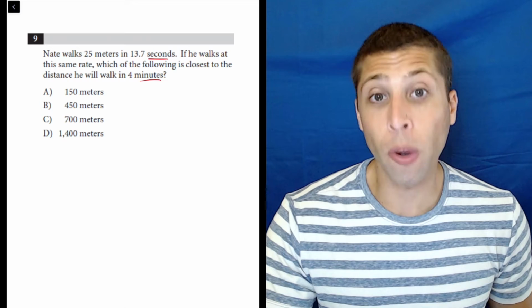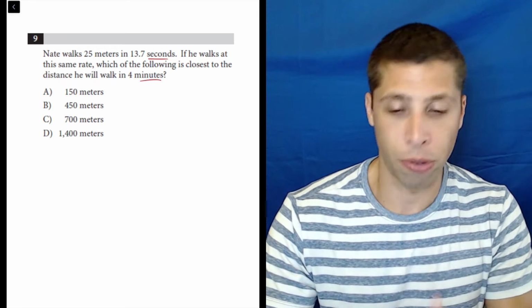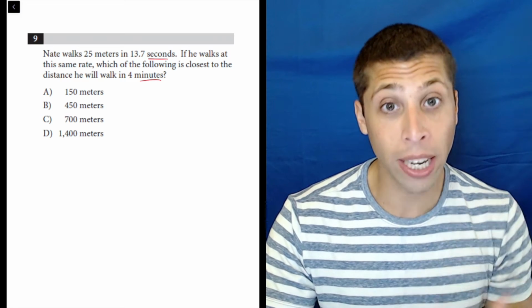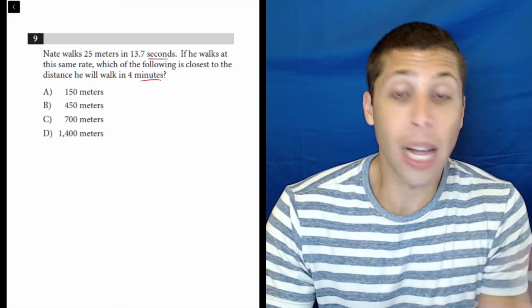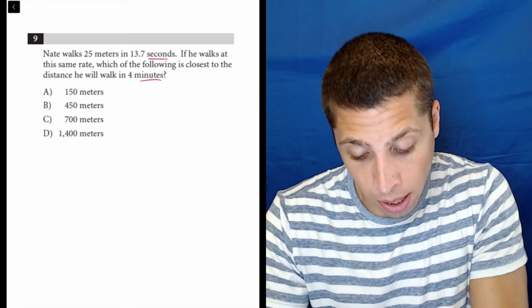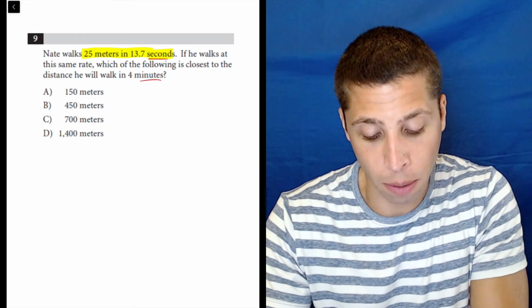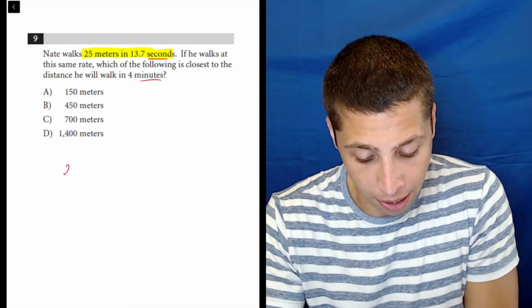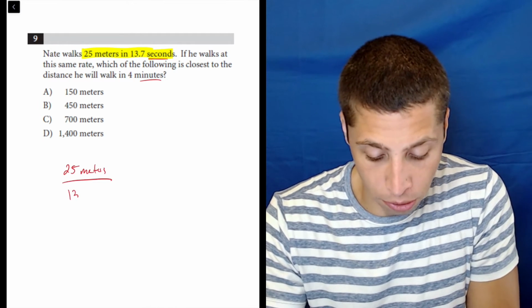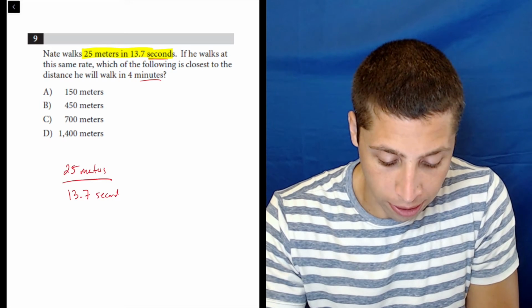Because what I really want to do with this question is it's about ratio. So I can turn whatever information I'm given into some sort of rate and then just blindly put that into a fraction. So the first piece is really easy. 25 meters in 13.7 seconds, I can just write that as a fraction. 25 meters in 13.7 seconds.